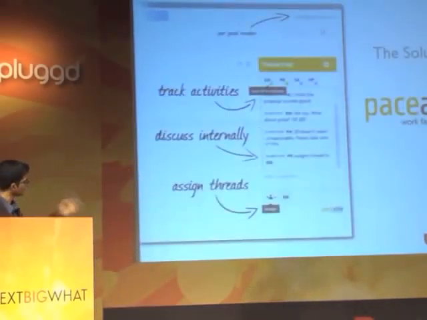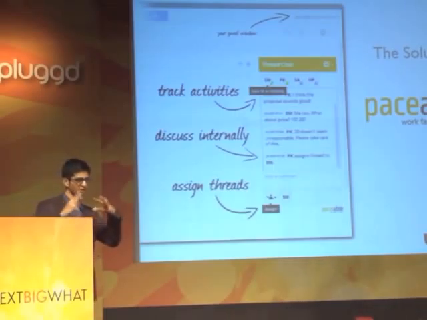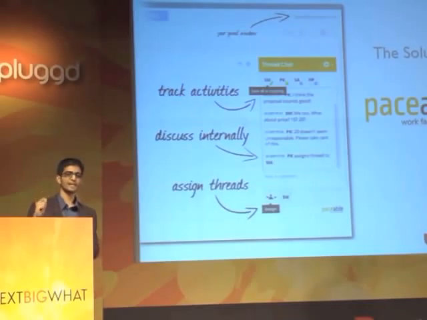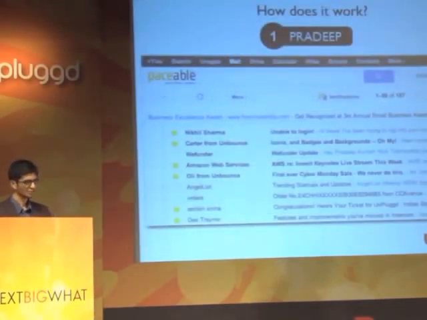Introducing the solution, Paceable. Paceable helps teams collaborate over business email straight from within your inbox. When multiple team members are CC'd on that same email, they can share notes on that email. They can assign that thread to another team member and also view activities of other team members in real time. So let's see how this works.